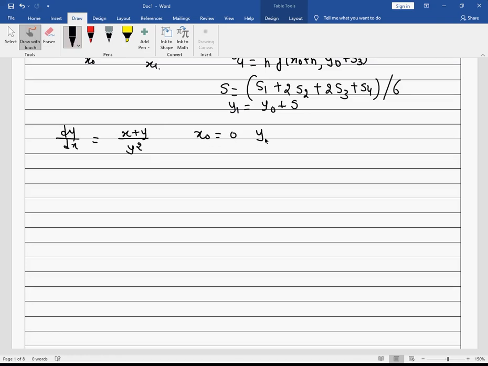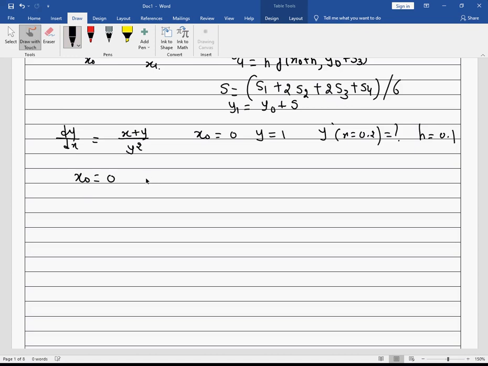x0 is 0, y is 1, and I need to find y at x equal to 0.2 by taking the step size 0.1. So this is what I have to do. Okay, so let's do it.